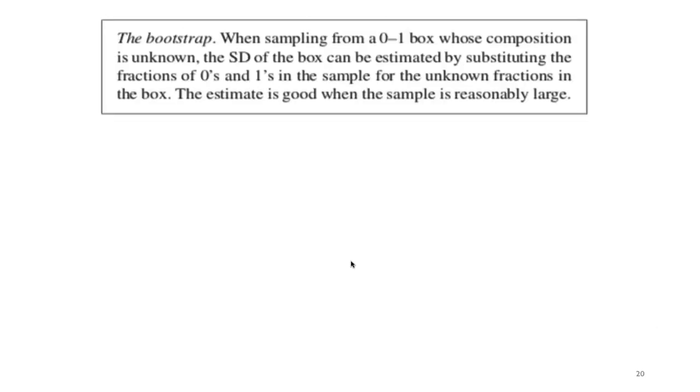So this is called the Bootstrap method. Again, this method says that when sampling from a 0-1 box whose composition is unknown, the SD of the box can be estimated by substituting the fractions of zeros and ones from the sample for the unknown fractions in the box. This estimate is actually pretty good when the sample is large.